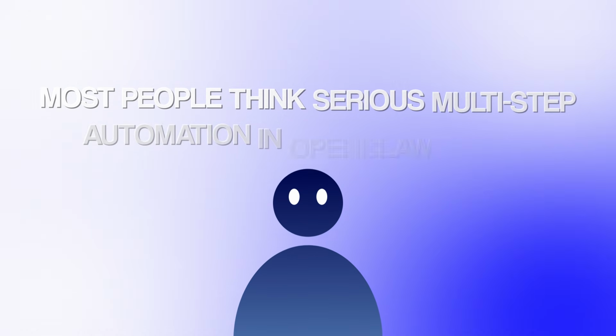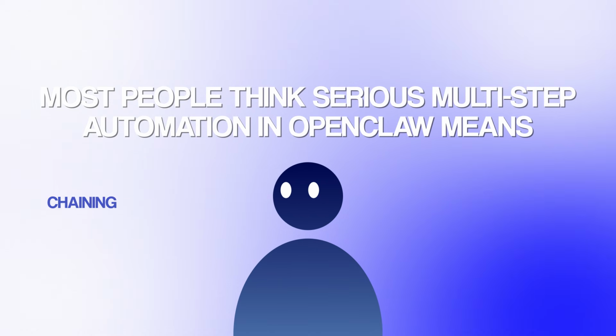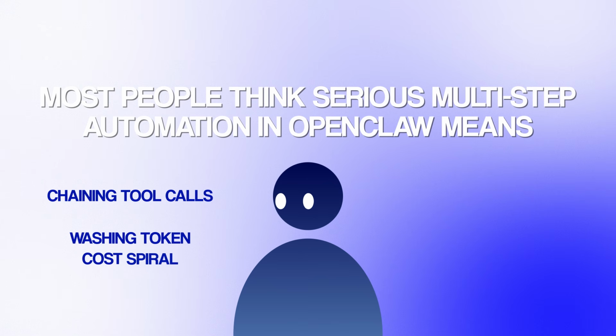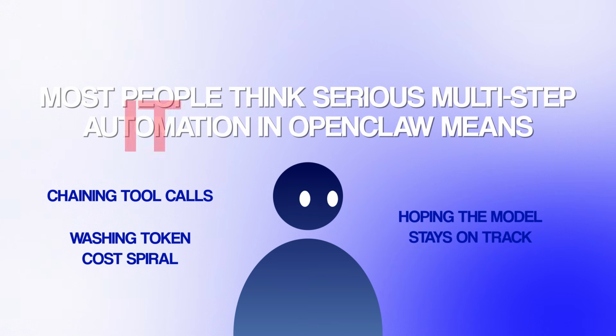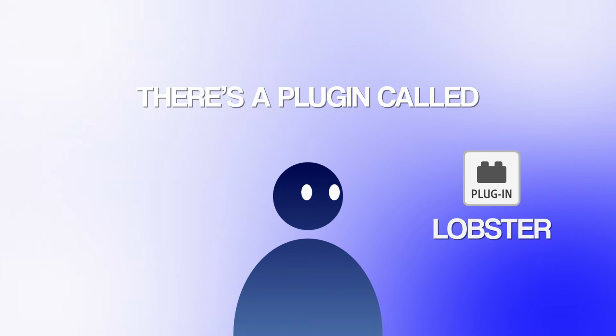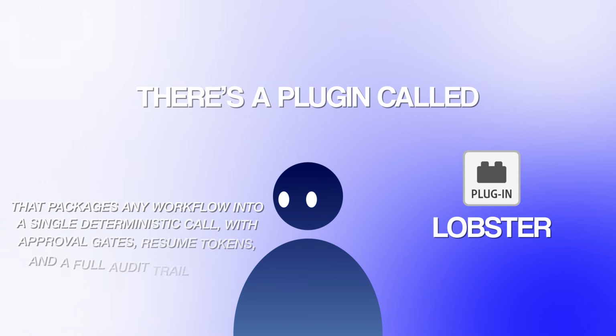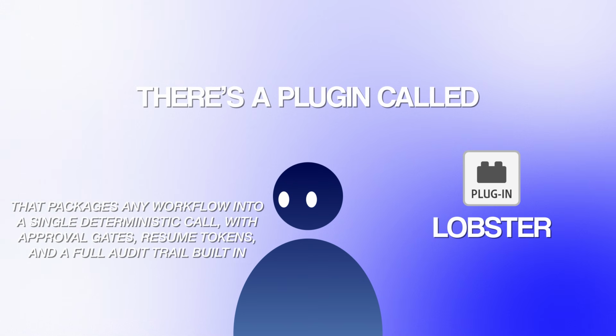OpenClaw has one tool that will change how every automation you build actually runs, and most people don't even know it exists. Most people think serious multi-step automation in OpenClaw means chaining tool calls, watching token cost spiral, and hoping the model stays on track. It doesn't. There's a plugin called Lobster that packages any workflow into a single deterministic call, with approval gates, resume tokens, and a full audit trail built in.